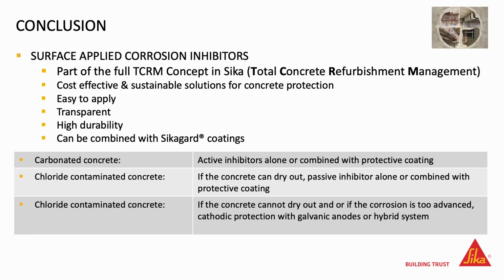For carbonated concrete, active inhibitors such as Sika Ferrogard 903 Plus can be used alone or combined with SikaGuard protective coatings. For chloride contaminated concrete, when the concrete can dry out, passive inhibitors such as SikaGuard 705L or SikaGuard 706 Thixo can be used. And when the concrete cannot dry out, or if the corrosion is too advanced, then cathodic protection should be considered.